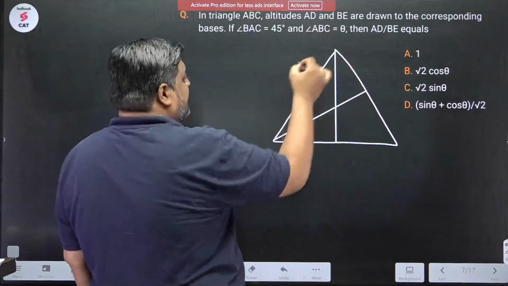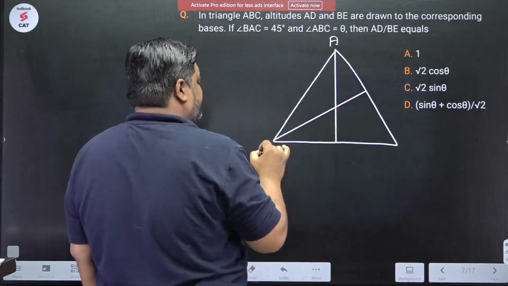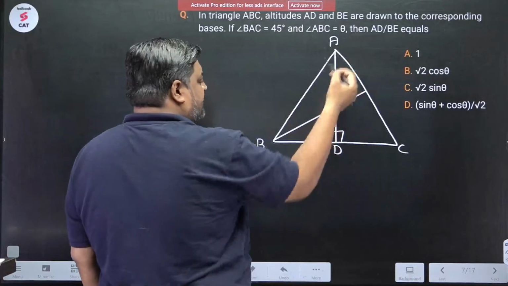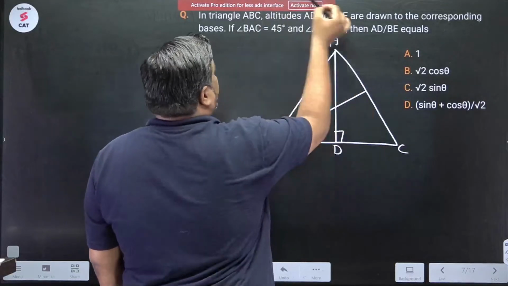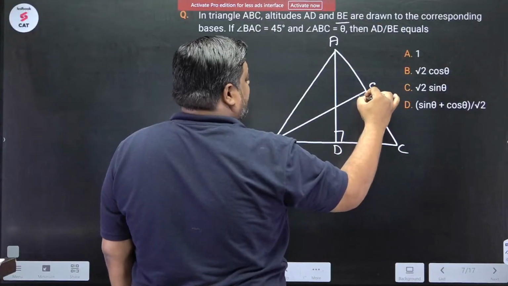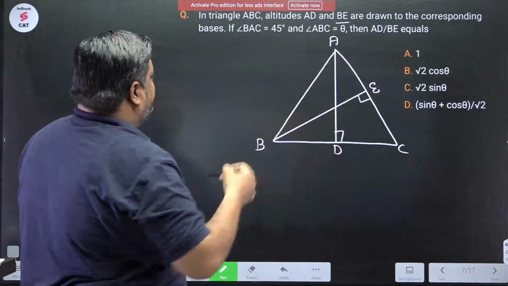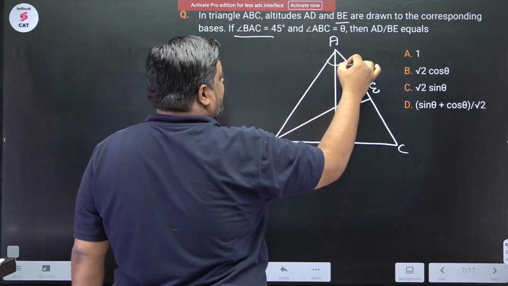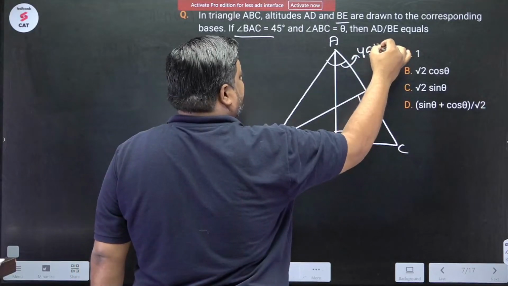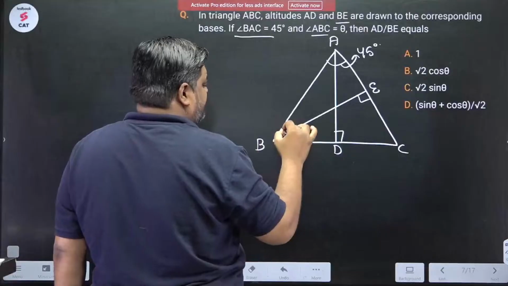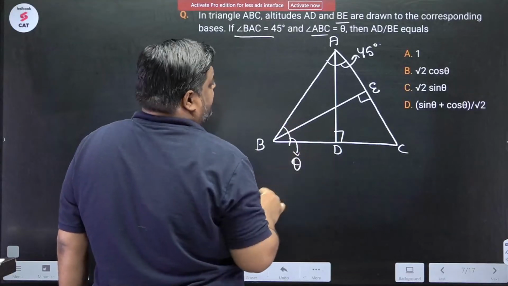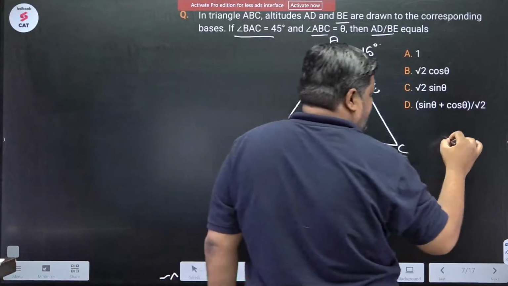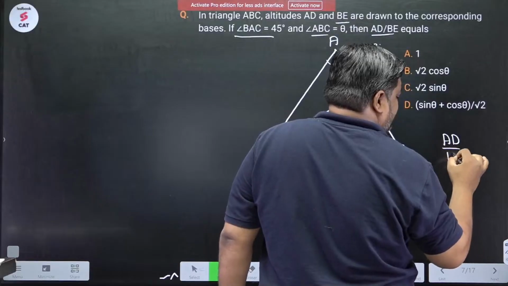So what they are saying is, there is a triangle ABC. Now AD is the altitude from A to BC and BE is the altitude to AC from B. Angle BAC is 45 degrees. Angle ABC is theta. You have to find AD upon BE. They are expecting the value of AD by BE.